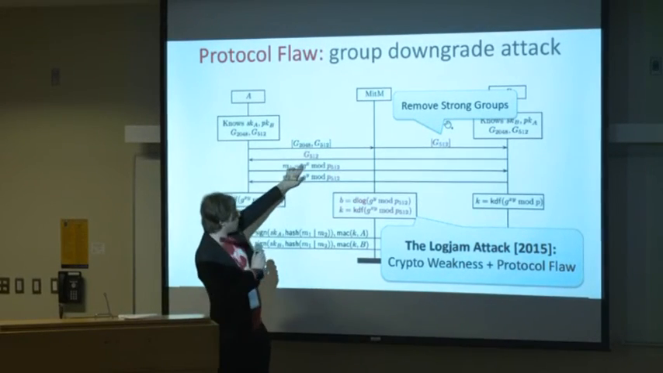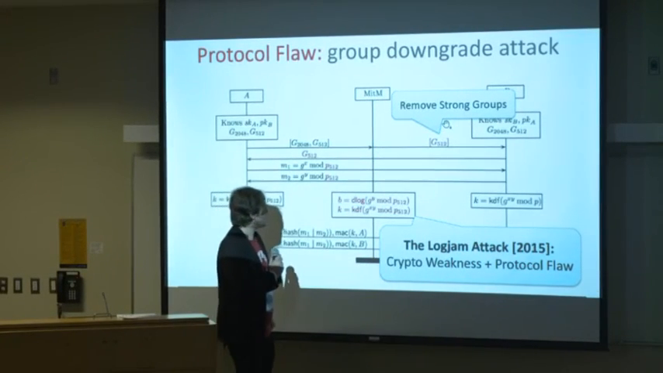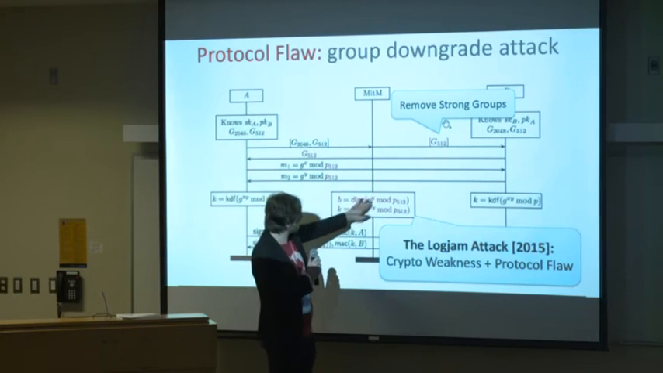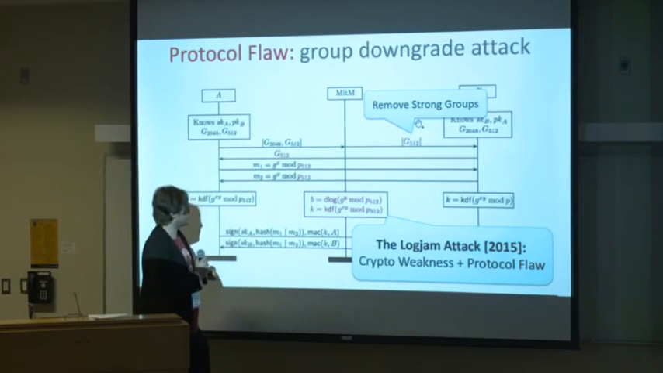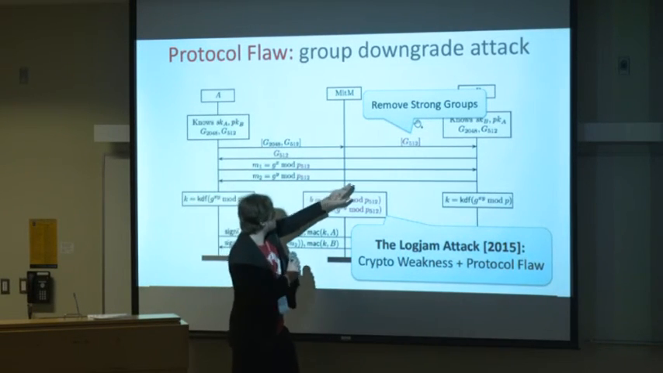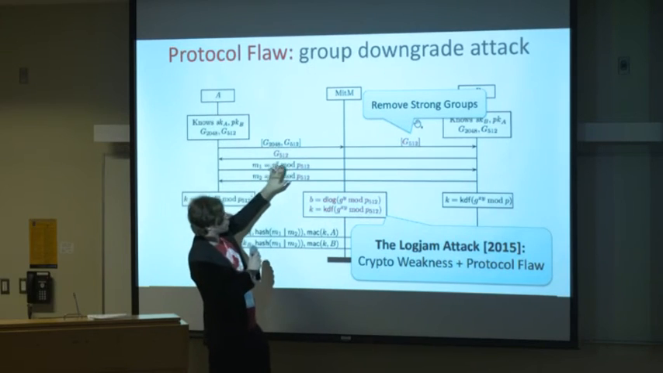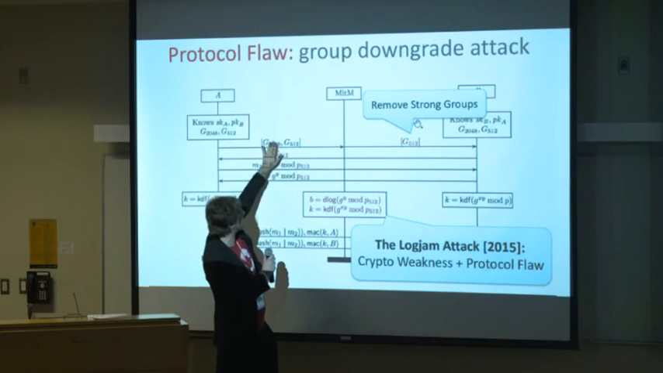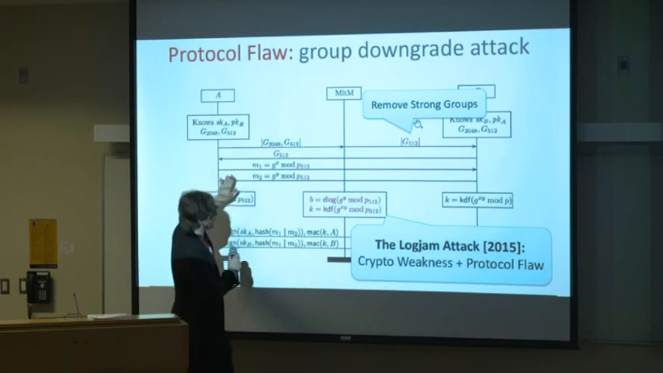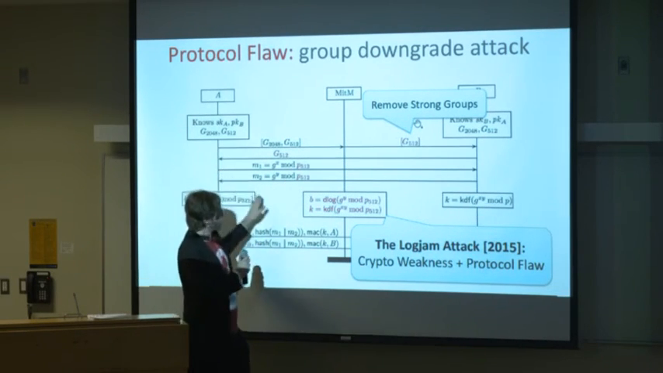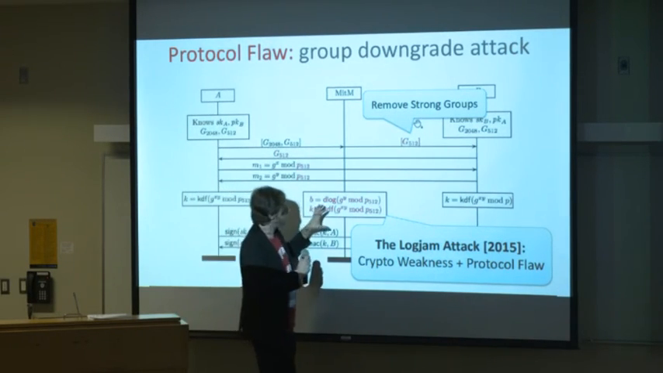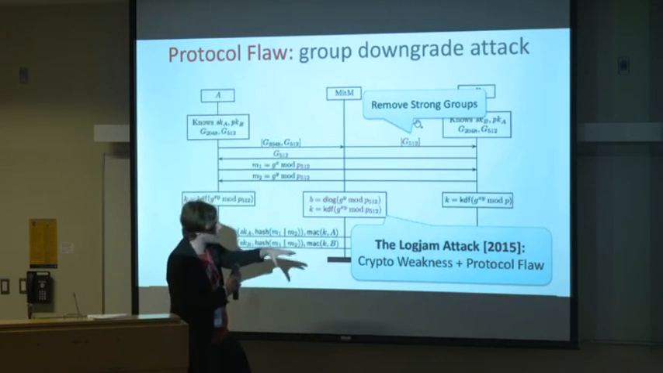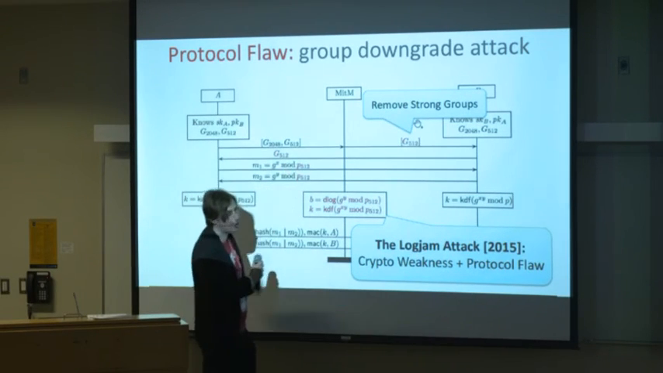then you basically send your group element back from that prime group, and the man in the middle sends it back. The server only got the small group, and therefore the client thinks it only supports the small group. And this is just during the negotiation stage, an attacker can basically force a downgrade attack so everyone just uses small groups.